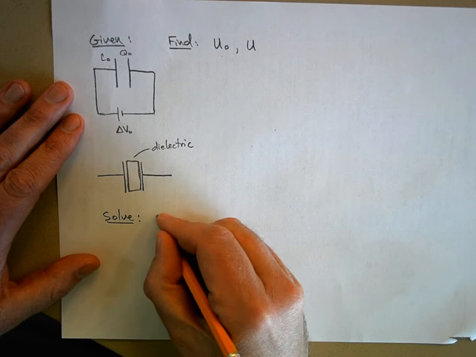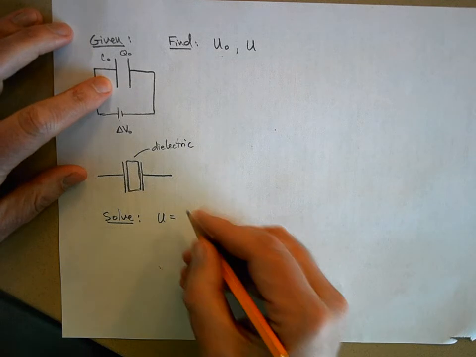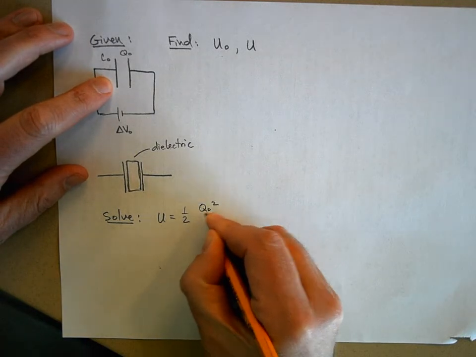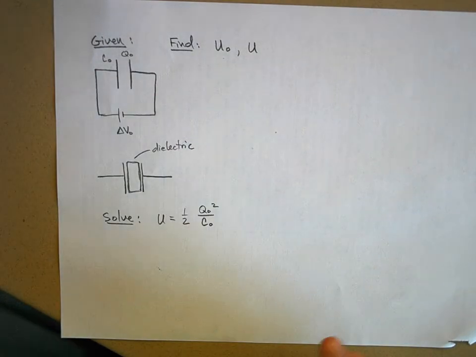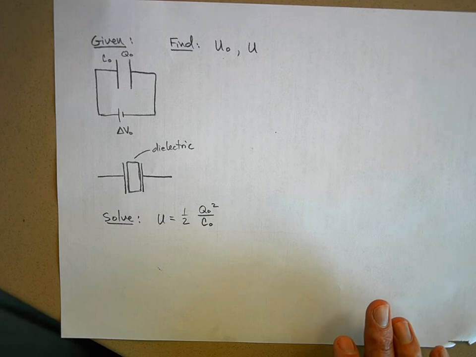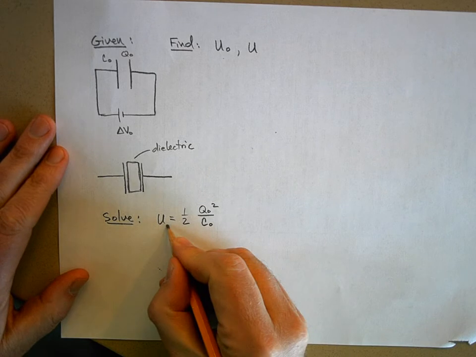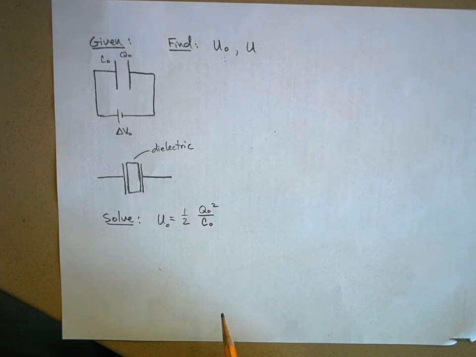Well, what do we know? We know U is equal to 1/2 Q naught squared over C naught. So that's how much, and this is U naught. That was pretty easy. That's my answer.